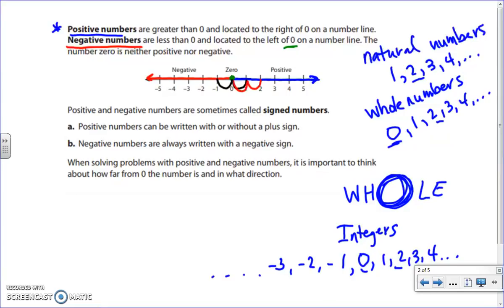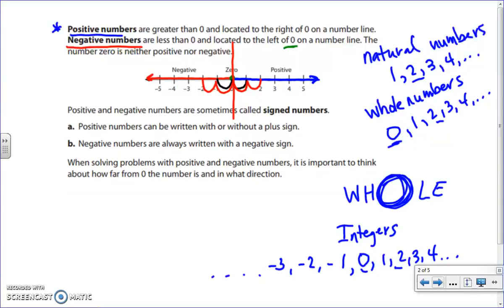You can see that 2 is 2 away from 0, and its opposite, negative 2, is also 2 away from 0. So 0 is really the most important number on the number line for a 6th grader because it is the center of the math number line.